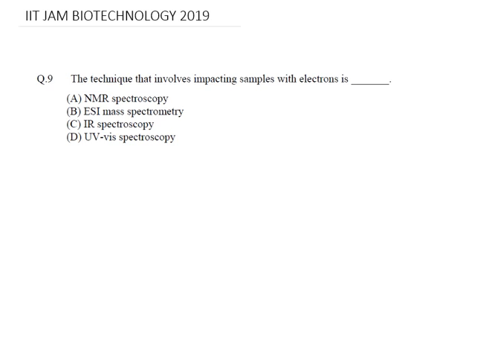This is question number 9 from Section A. So let's see what is in this question. The technique that involves impacting samples with electrons is what? We need to find the right answer among these four given options.